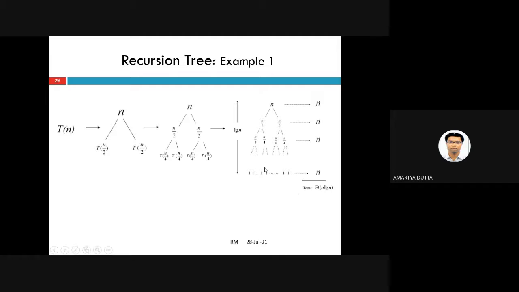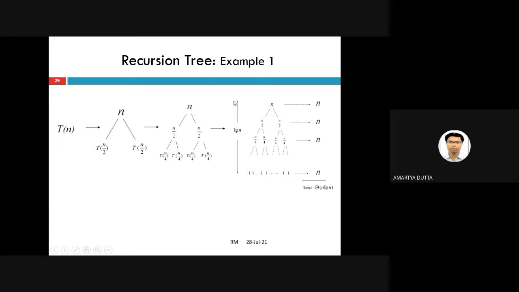Up to this division, first T(n) is divided into this step. Again, with successive division, we get T(n/4), T(n/4), T(n/4), T(n/4). If we divide this in successive order, we can get the final leaves. At the leaf nodes, we will have 1, 1, 1 up to n ones.